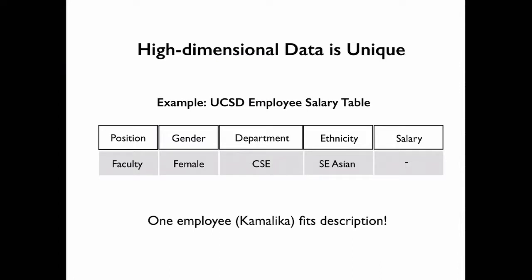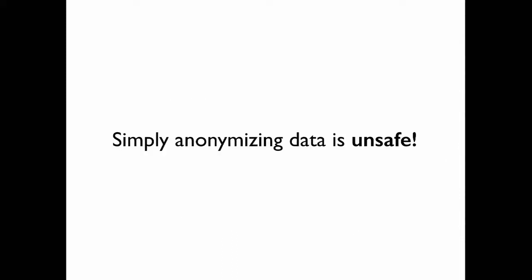So this data is very unique. The reason why it's a big problem is because, one, this kind of high dimensional data about people is very unique, and two, the linkage information is often readily available and searchable and so on, okay? And so what this means is that if you simply anonymize data, that is unsafe.